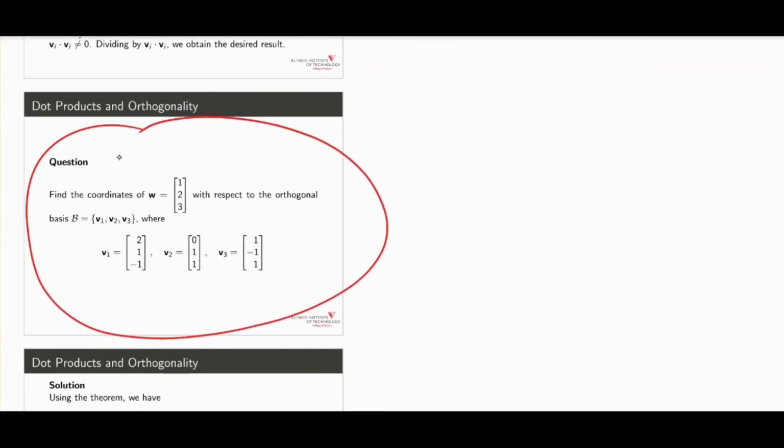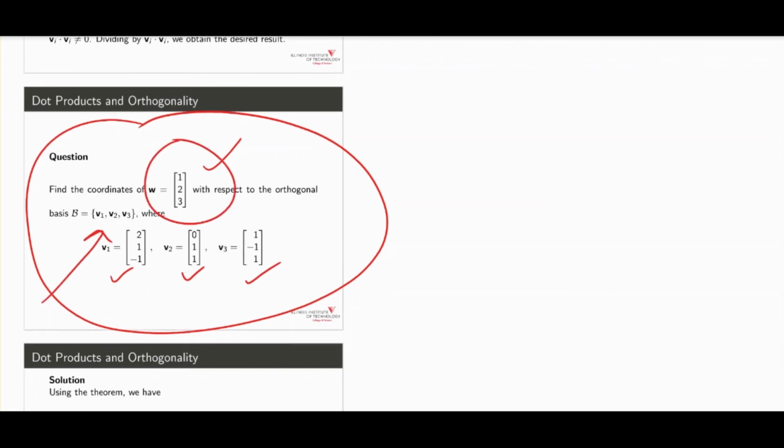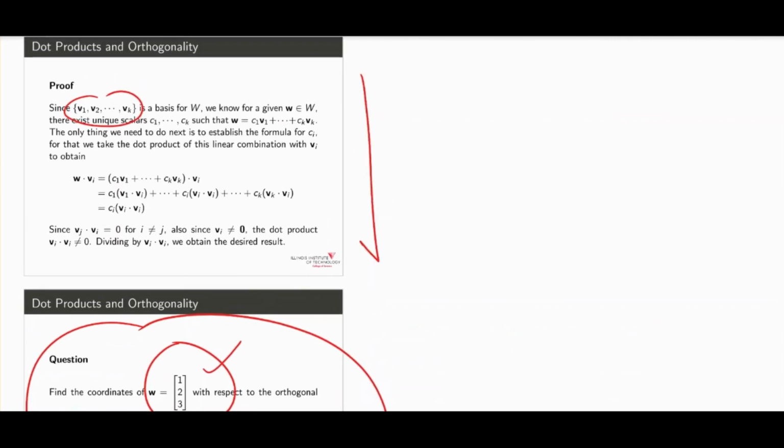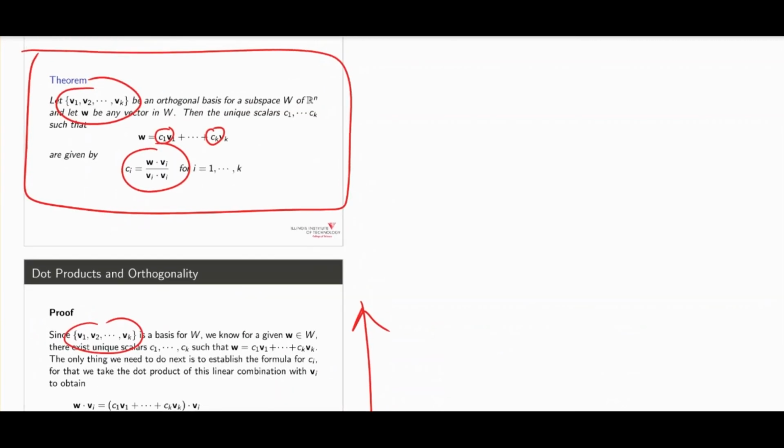So for example, right here, w is this. This is V1, V2, and V3. Find the coordinates of w with respect to this basis. How do you do that? You might want to pause this video and think about it. Review a little bit what's happening here. Make sure you understand it and give it a try.